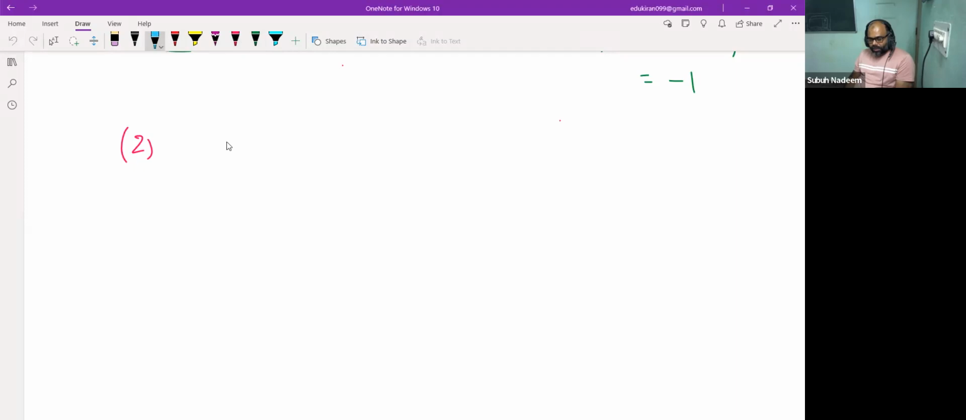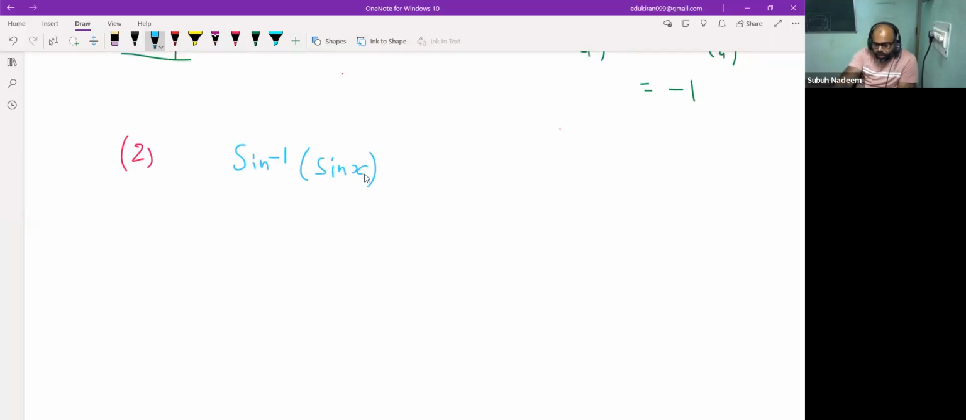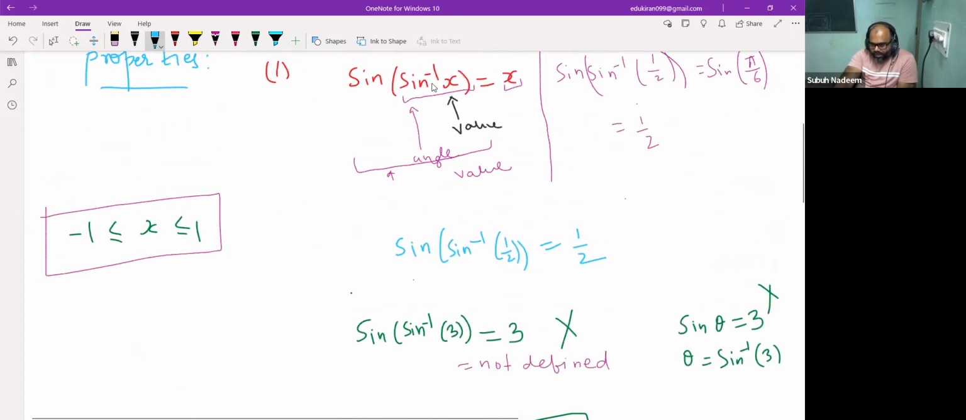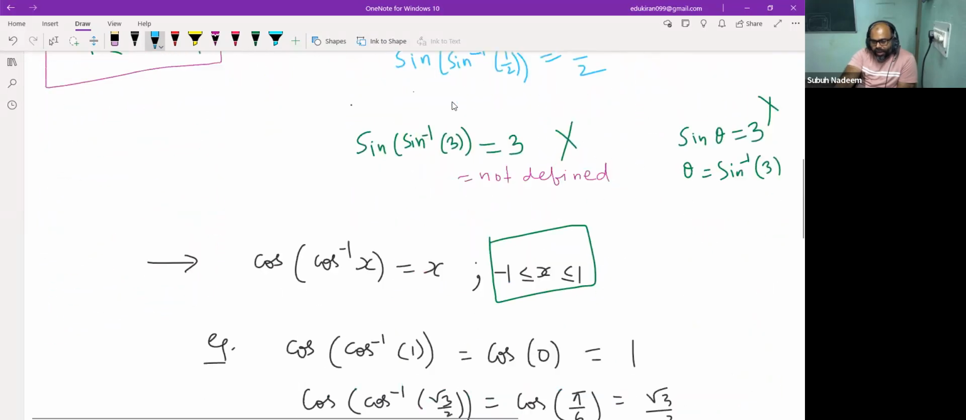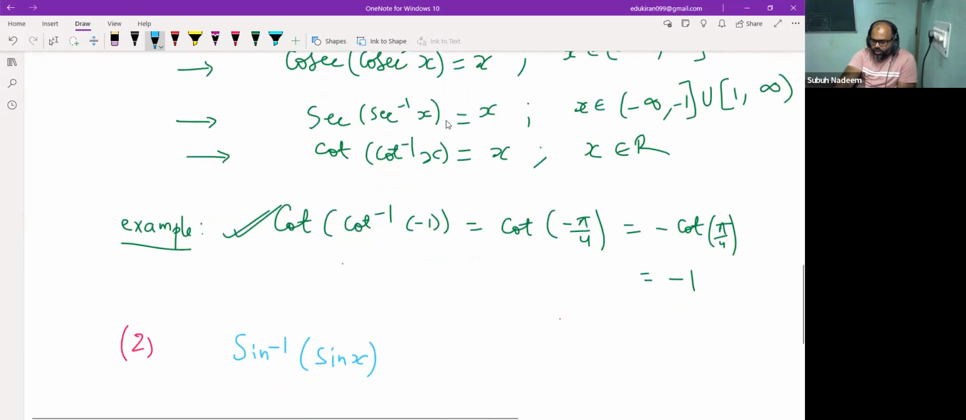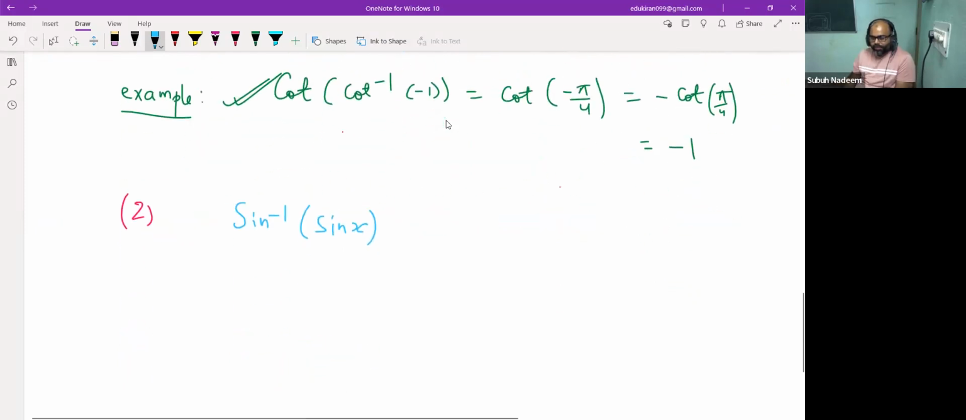Second property is sine inverse of sine x. So what is the difference between there and here? There was sine inverse inside, sine outside. And here we have sine inverse outside and sine inside. So what will happen here?